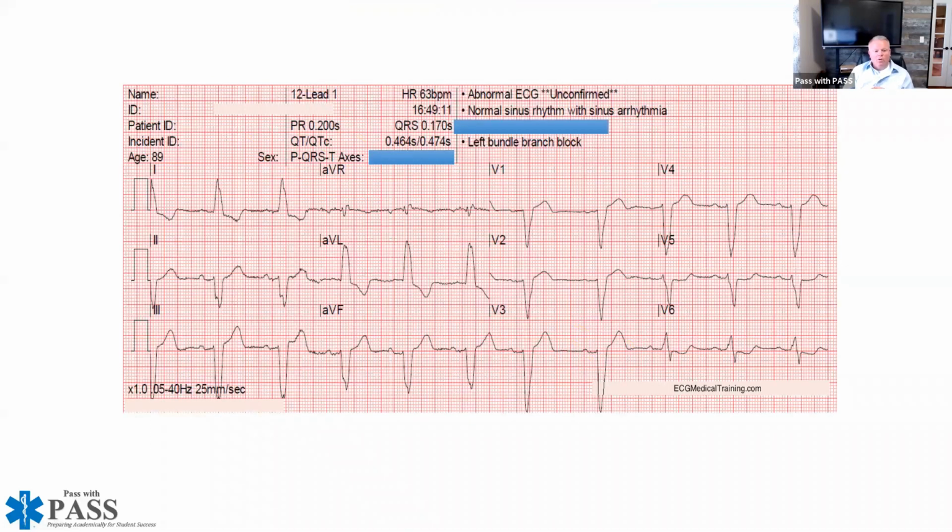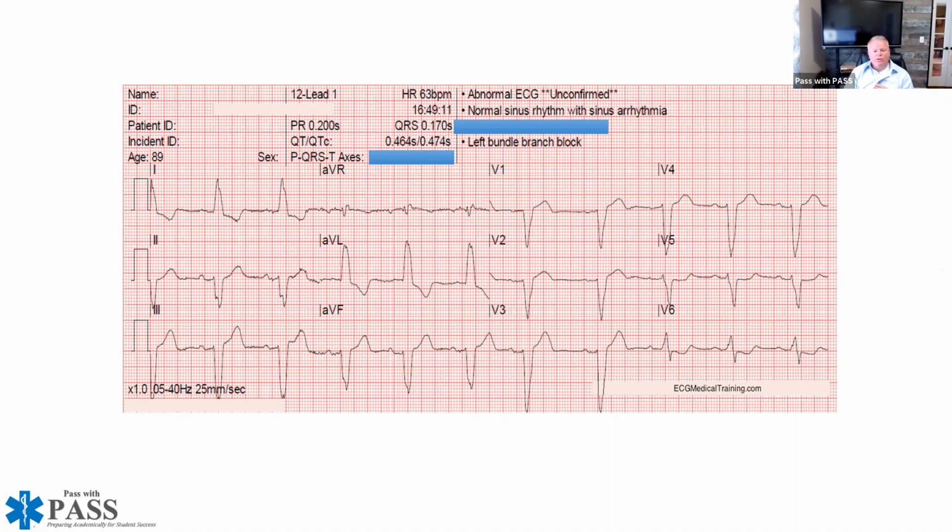All right, so let's look at this one. I got 1, 2, and 3, AVR, AVL, and AVF. So if I'm using the thumbs, I'm upright in lead 1 and I'm down in lead 2. So my thumbs are leaving each other. So this is going to end up being a left axis, okay?